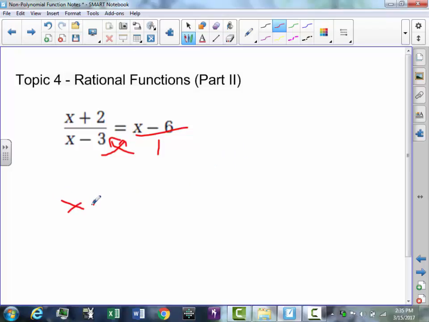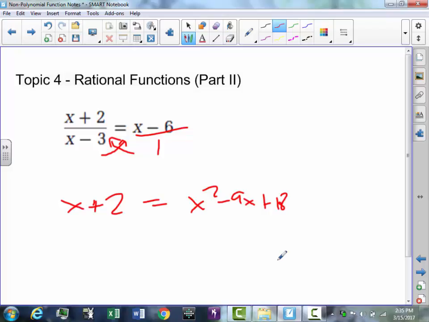Stop me if I go too fast, okay? So left-hand side is still x plus 2. Right-hand side is x squared minus 9x plus 18. Yeah, 18. I can do math. Okay, pause for a second here.